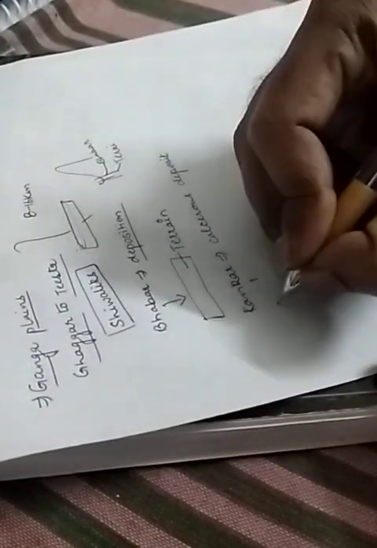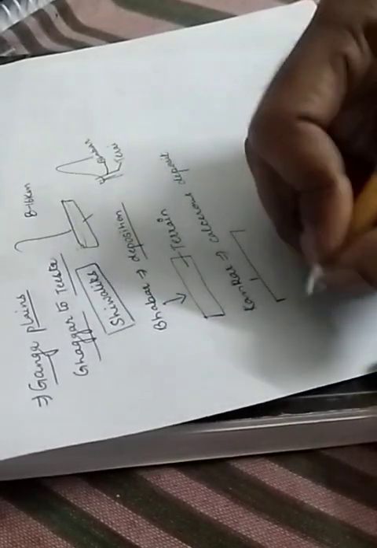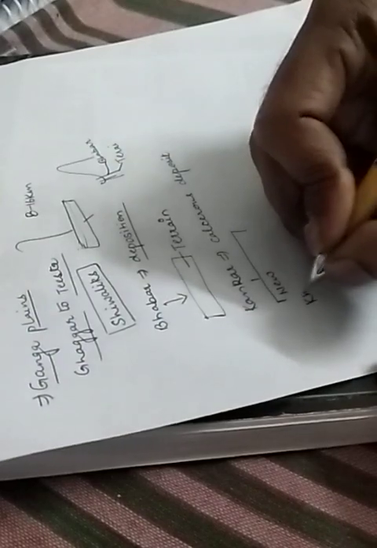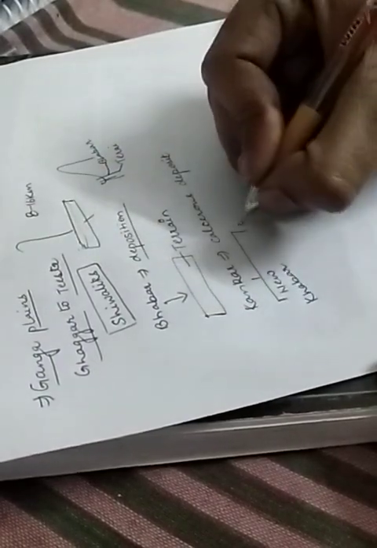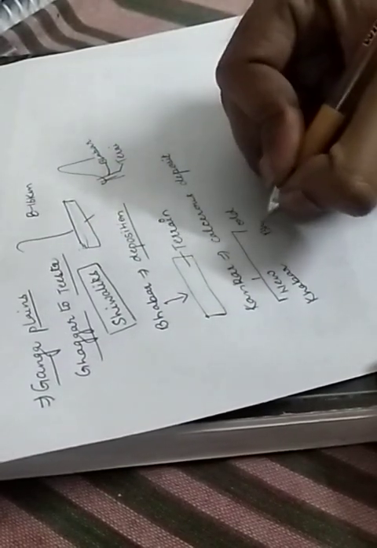So we are talking about deposition. The newer depositions are called Khaddar, and the older ones are called Bhangar.